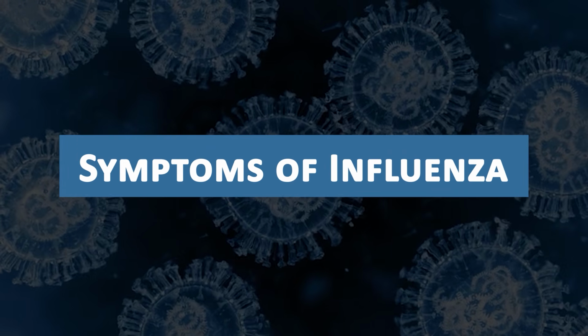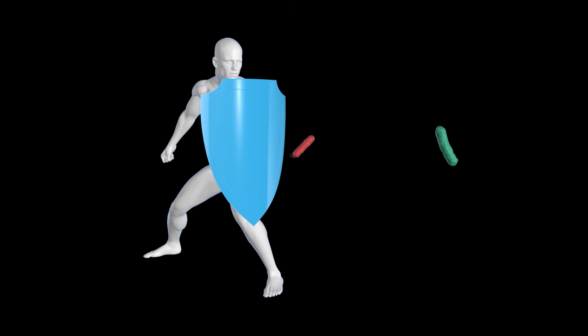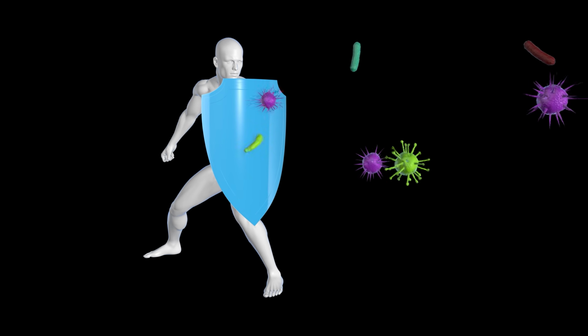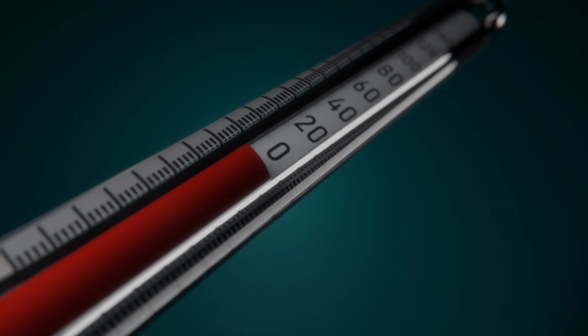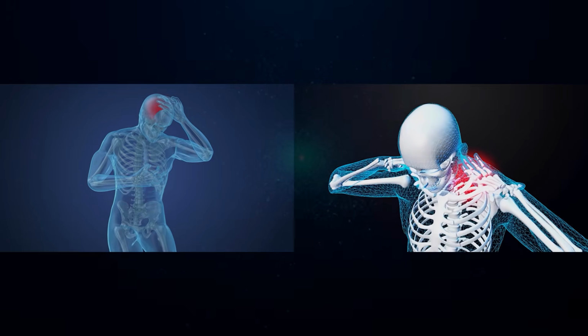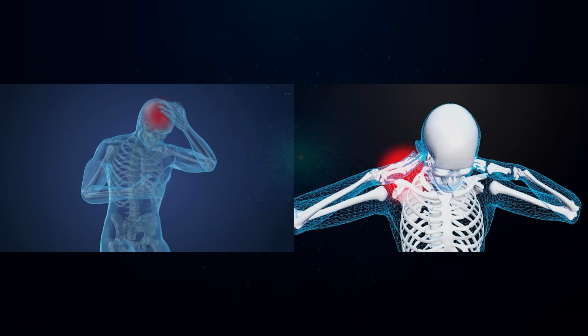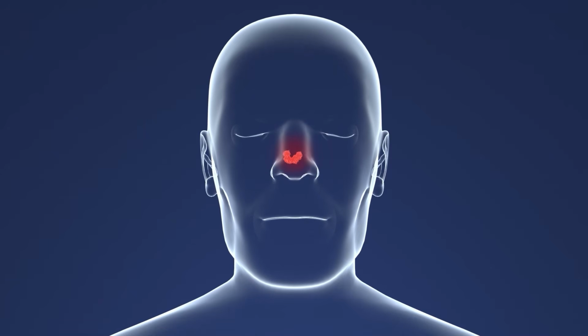Symptoms of influenza. The symptoms of influenza are caused not only by the virus itself, but also by the body's immune response to the infection. Common symptoms include high fever, often ranging between 38 degrees Celsius and 40 degrees Celsius, accompanied by chills and sweating. Severe headaches and muscle aches are characteristic of influenza and can affect the entire body. Individuals with influenza frequently experience extreme fatigue and weakness, which can persist even after other symptoms have improved. Dry cough, sore throat, and runny or congested nose are common respiratory symptoms.